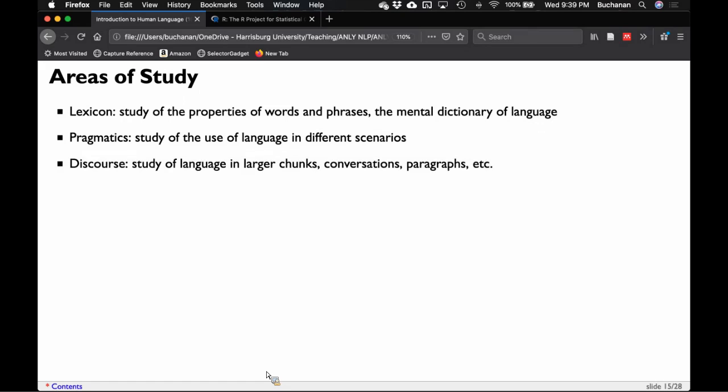Discourse is studies of large chunks. So at the end of the semester, when we get into topic modeling, LSA, and word2vec, we're really going to be talking about how I study language in these huge chunks. I have all these text documents, how do I summarize them?